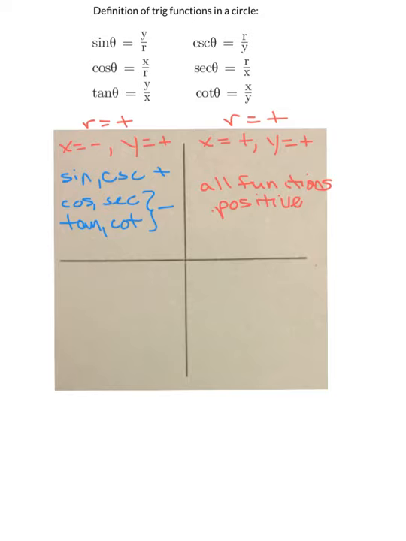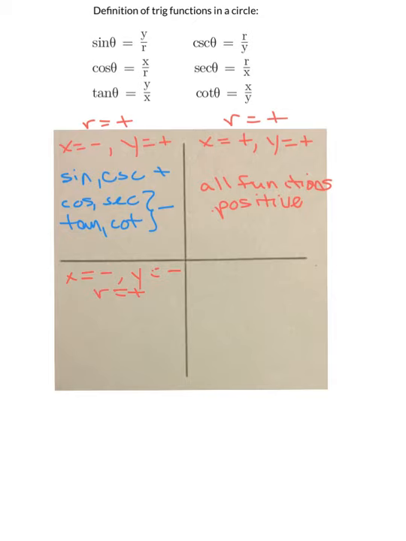If we go down to quadrant 3, x is negative and y is negative. In quadrant 3, r is always positive. So let's think about what happens with our functions here. For sine, y over r, negative over positive is negative. Cosine, x over r, negative over positive is negative. Tangent is y over x, negative over negative is positive.